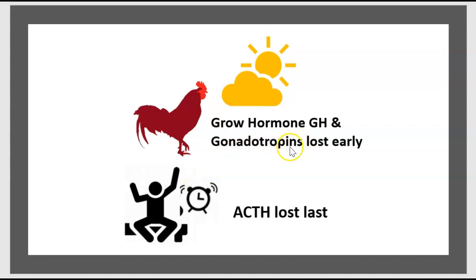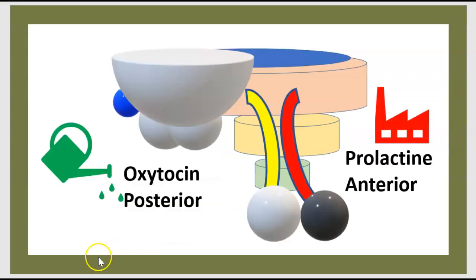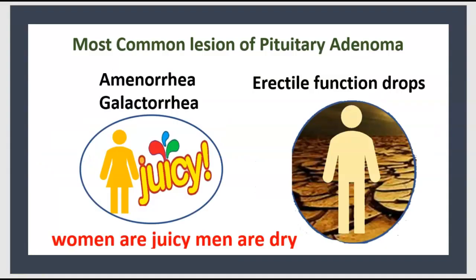Growth hormone and gonadotropin are lost early and ACTH lost last. Prolactin, think of the anterior pituitary. On the other hand, oxytocin, think about posterior pituitary. Prolactin is about the production of milk. Oxytocin is for the secretion of milk. Most common lesion of pituitary is adenoma.